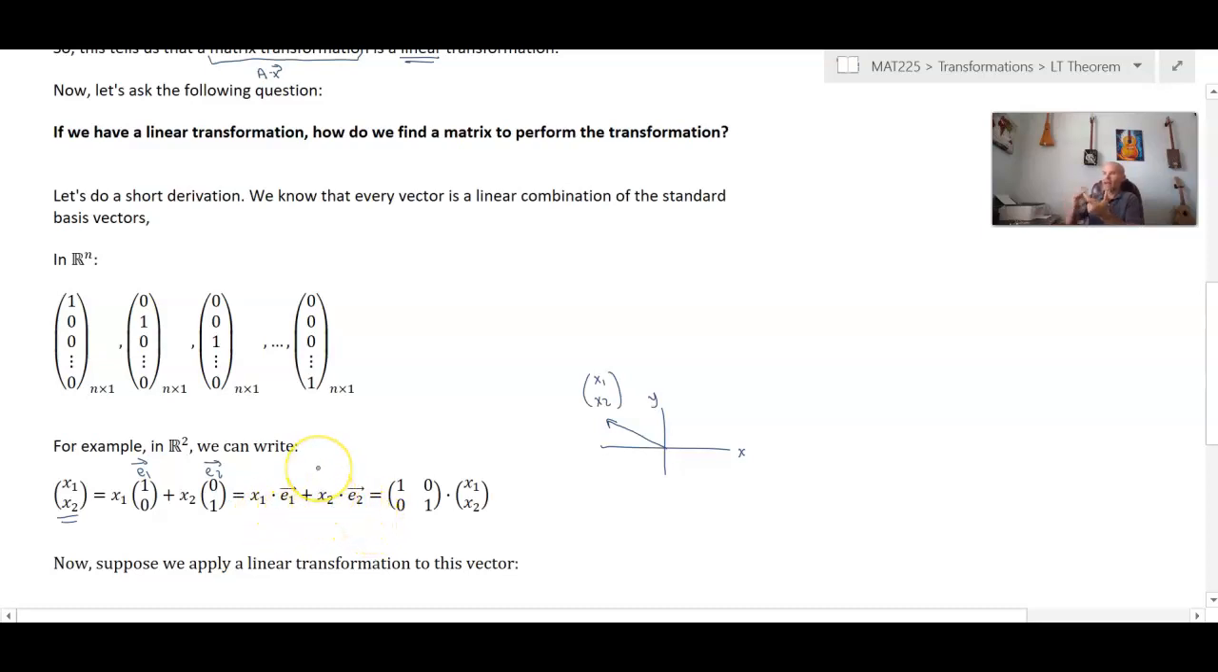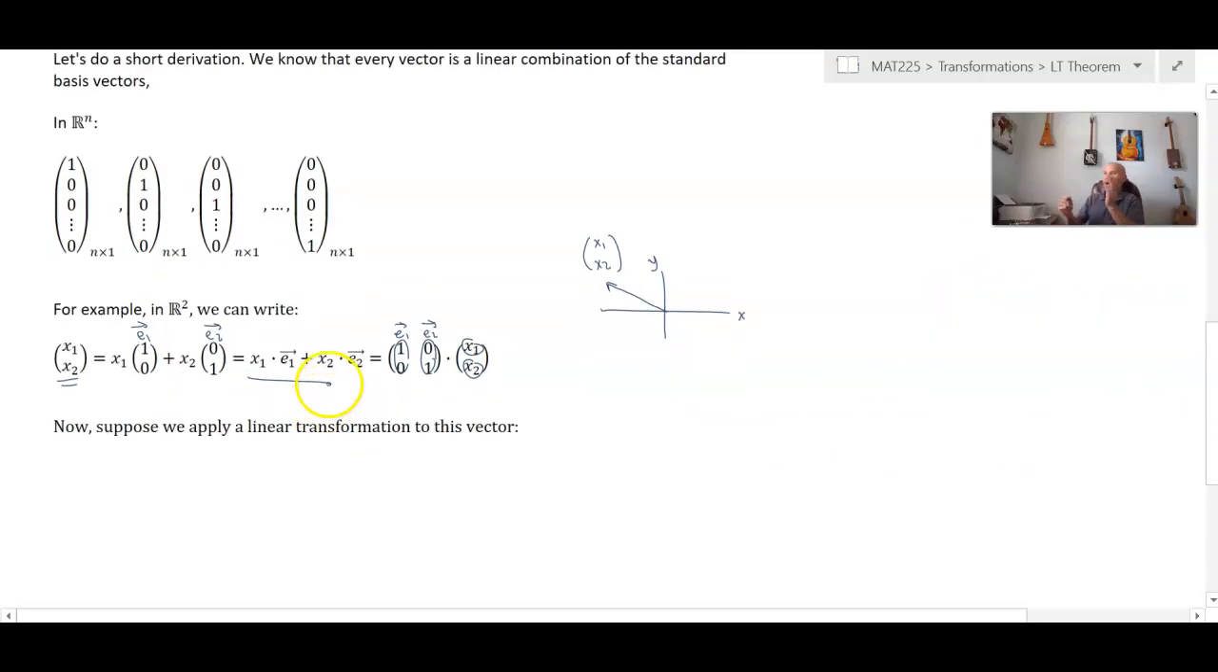And finally, by undoing matrix vector multiplication, we can see that this is E1 and E2 as the columns of a matrix, times the components x1, x2, because once again, this component scales this column, this component scales this column, and we get this expression to the left of that equal sign. Now suppose we apply a linear transformation to this vector. Assume we have a linear transformation that we're trying to perform, and we're trying to find the matrix that will do that for us.